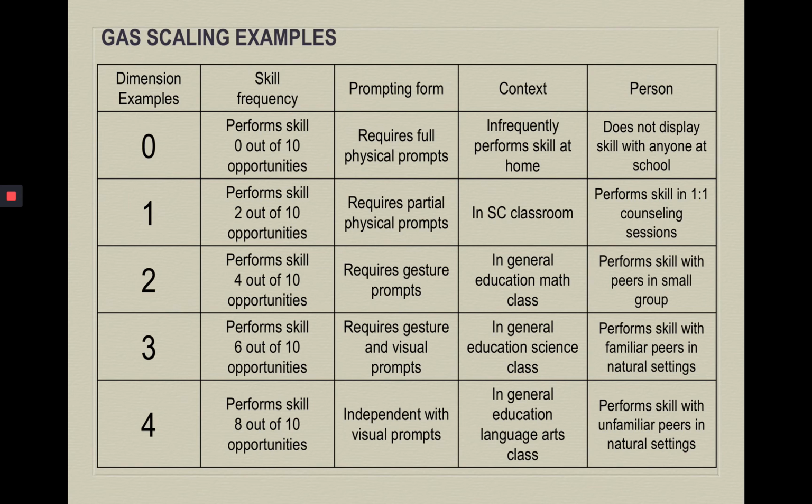If you have an objective in which you are trying to increase the frequency, so the amount of times the student demonstrates the skill, you could think about scaling across frequency. Right? So I'm looking here at this first column, right? So currently the student performs the skill 0 out of 10 opportunities, okay? So let's say this is initiating conversation with a peer, okay?